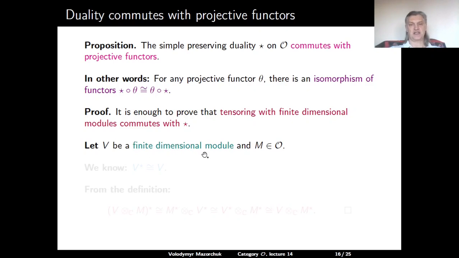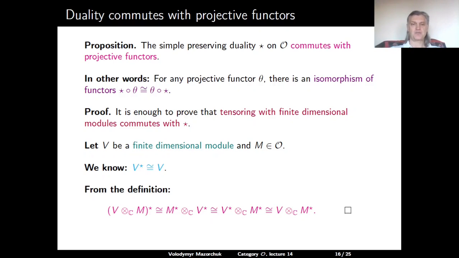Let V be a finite dimensional module and M be a module in O. Of course, we know that V dual is isomorphic to V, because every finite dimensional module is semi-simple and the duality is simple preserving. Now, directly from the definitions, we have that the dual of V tensor over C with M is isomorphic to the dual of M tensor over C with the dual of V. Since the tensor product is commutative, this is isomorphic to the dual of V tensor over C with the dual of M. And since V is isomorphic to V dual, this is isomorphic to V tensor over C with the dual of M. And this completes the proof.